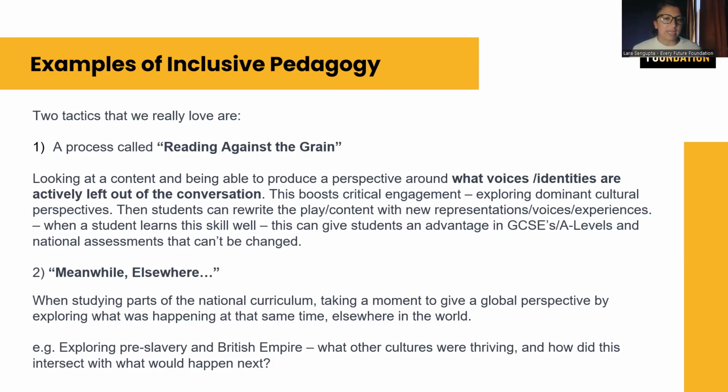And then we have Meanwhile Elsewhere. When studying parts of the national curriculum, take a moment to give a global perspective by exploring what was happening at the same time elsewhere in the world. For example, exploring pre-slavery and the British Empire. At the very beginnings of the British Empire, what else was happening in the world? What other cultures were thriving, and how did this intersect with what would happen next?